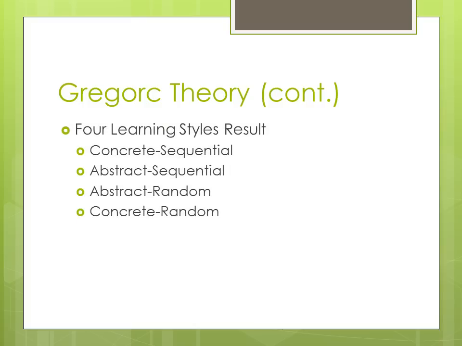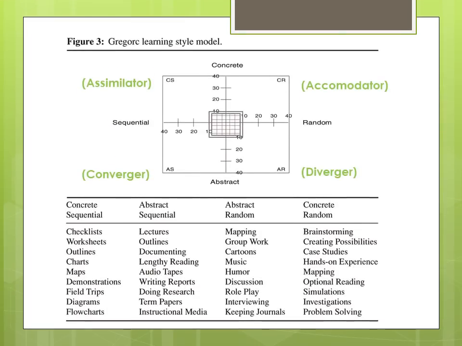And again, four learning styles result from this. You have concrete sequential, abstract sequential, abstract random, and concrete random. So here you can see it's very similar to the Kolb in how the diagram is laid out. You've got your concrete and abstract from top to bottom, just like the Kolb was, experience to thinking about that experience. And then from side to side, this is where they differ.